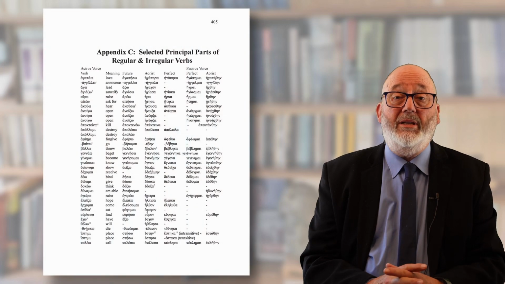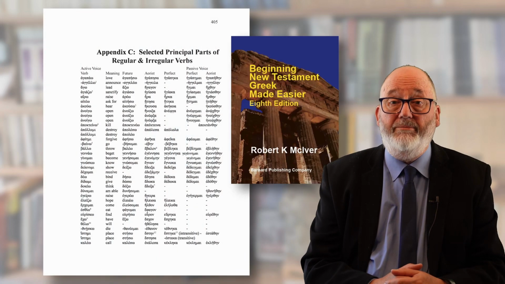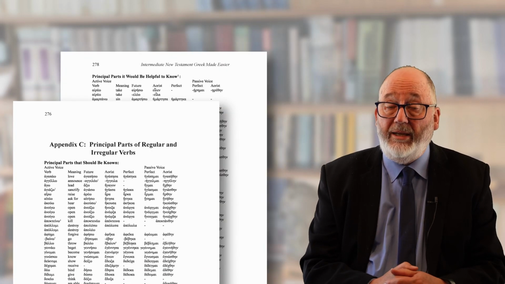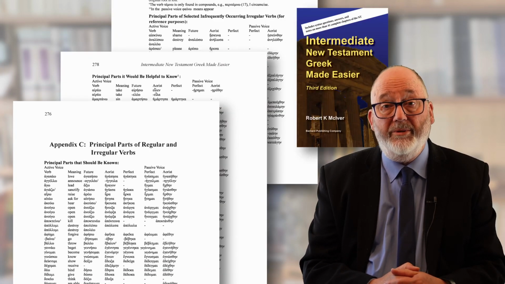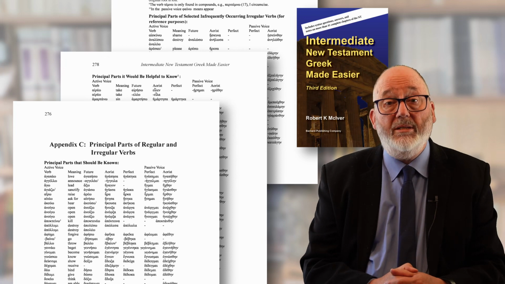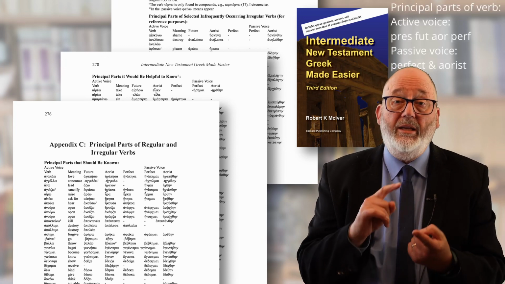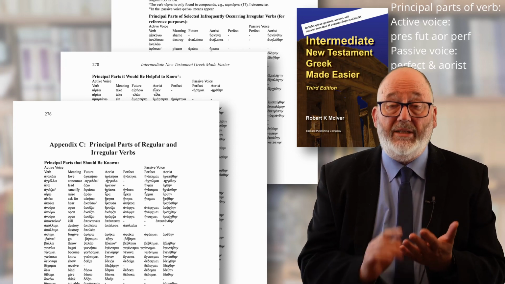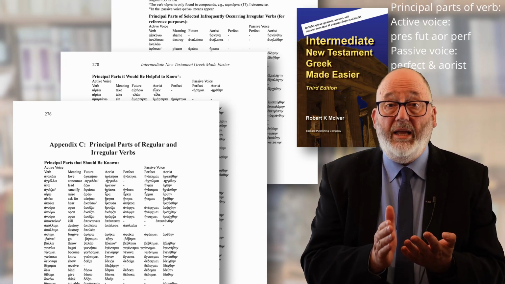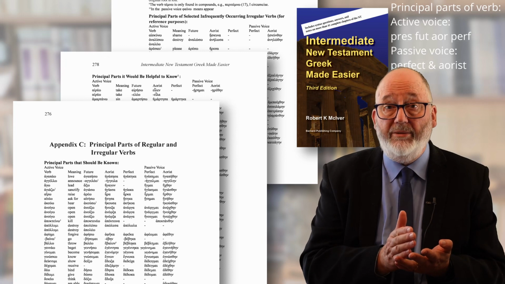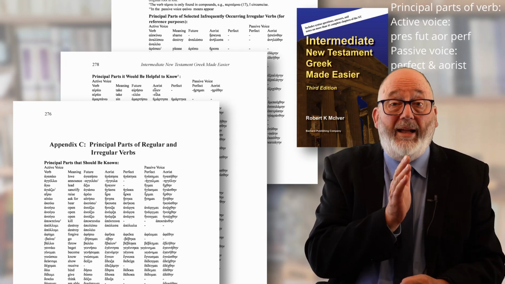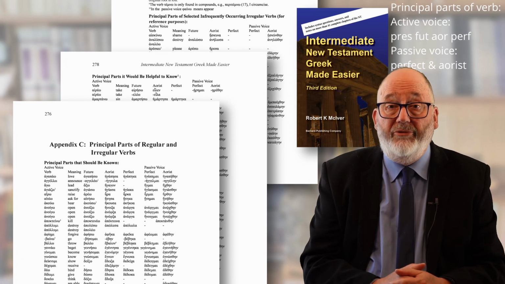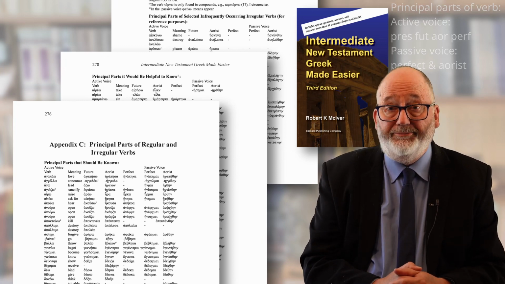So there's an appendix in my book, Beginning New Testament Greek Made Easier, and a longer appendix in the book Intermediate New Testament Greek Made Easier, which lists the principal parts, which are the present, the future, the aorist, the perfect active voice, and the perfect and aorist passive voice. Once you know the principal parts, you will be able to very easily recognize the verb and the tense involved.